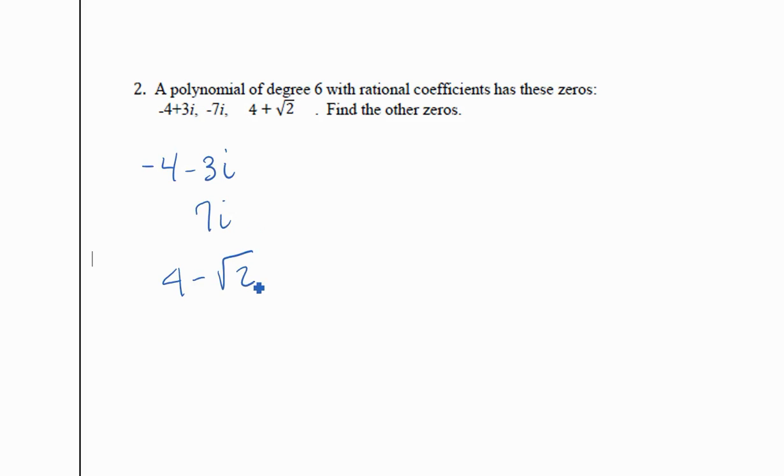So here you just have to remember, if you have a complex number or a number with a square root that's a zero, you have to have its conjugate as well.